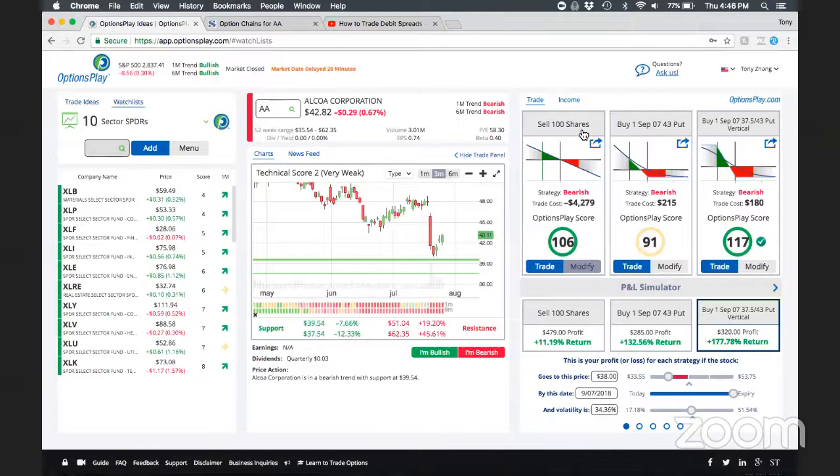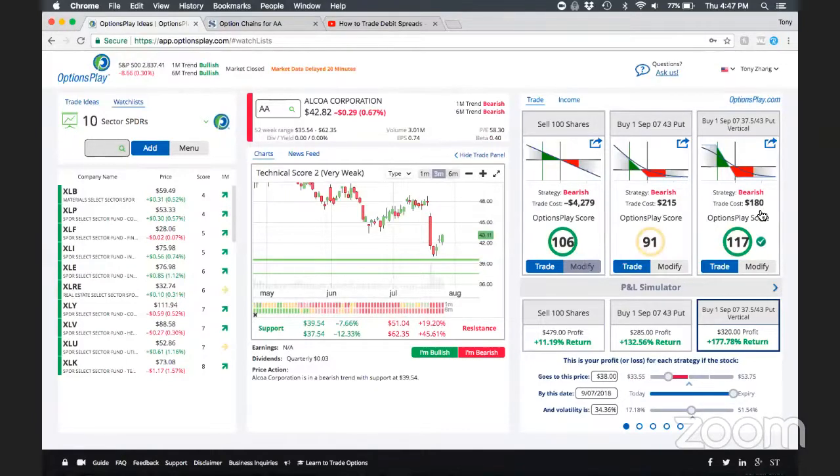You can short 100 shares of the stock, which I don't necessarily recommend because that has unlimited risk. You can buy a put, which does give you similar downside exposure with limited risk. Here that costs you $215 to buy a put, instead of shorting the stock, which will cost you quite a bit of margin requirement. Or you can buy a put vertical that only costs you $180.